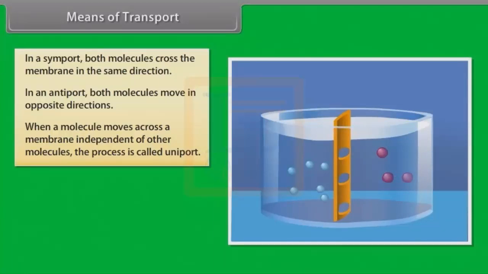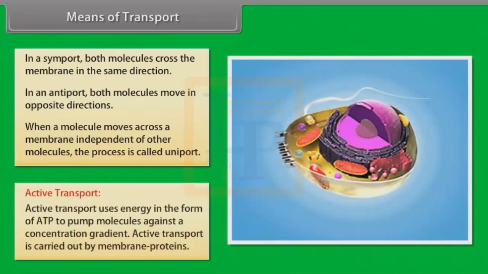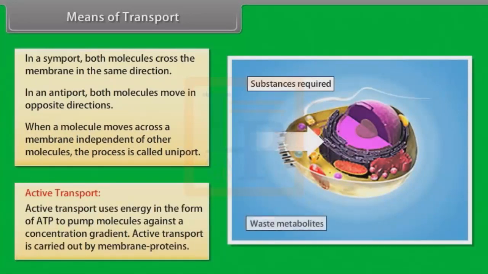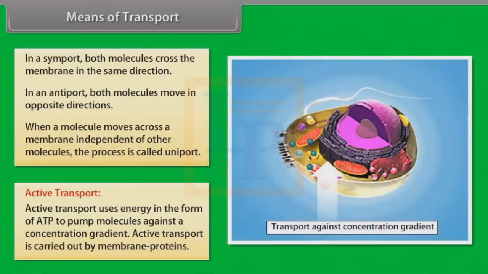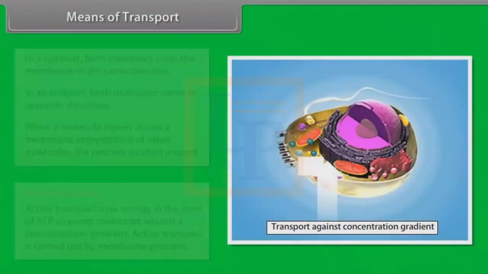Another means of transport is active transport. Active transport uses energy in the form of ATP to pump molecules against a concentration gradient. Active transport is carried out by membrane proteins. Hence, different proteins in the membrane play a major role in both active as well as passive transport.